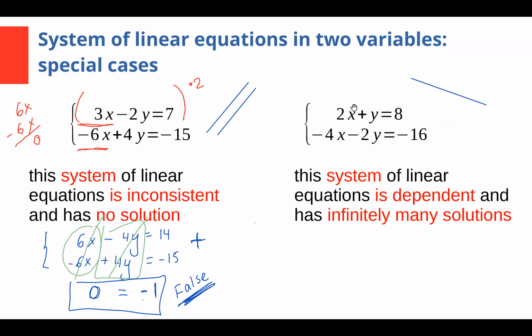By 2, yes, I agree. So I would multiply this equation by 2, right? So it will give me 4x plus 2y equals 8. Copying down the second one, negative 4x minus 2y equals negative 16. Add them up. See that the same picture happens here. The left side is completely eliminated.